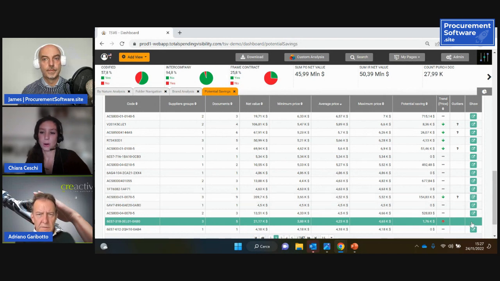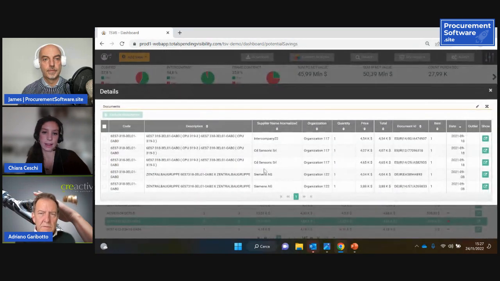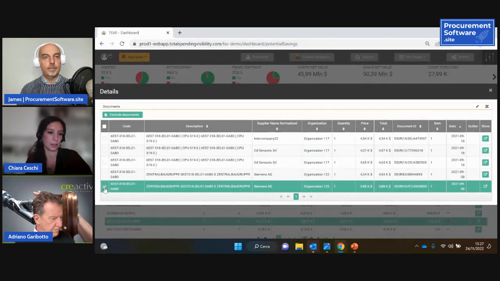Exactly. So by clicking on the icon of the details, I can also see the details of the rows. Once again, we jump into a detailed overview of the description, where the code is the main aggregator. We have different suppliers and different prices for the same item. If for any reason we realize that a certain line is not consistent for the analysis, it is always possible to exclude the documents from the analysis itself.